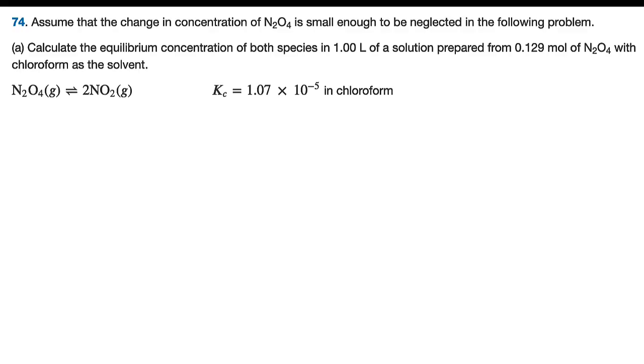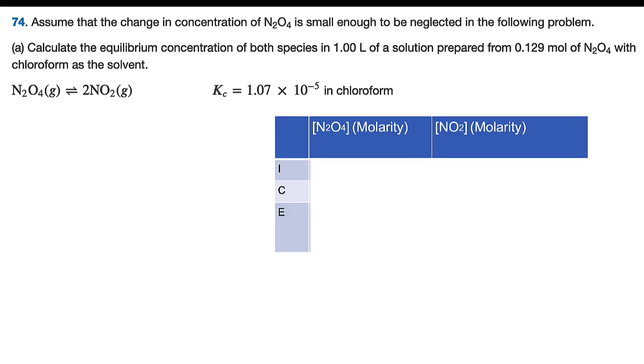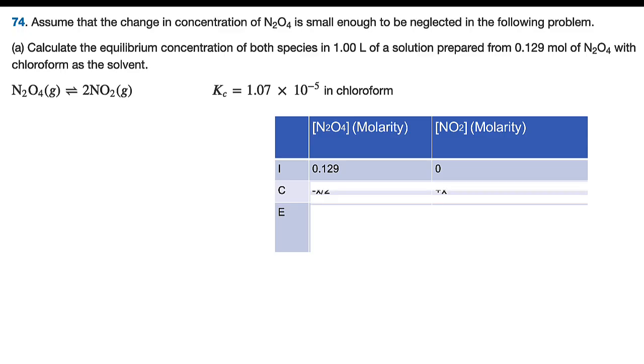All right, hopefully you've been able to give this a good attempt and maybe even get an answer. We want to do an ice table, right? Initially, our concentration of N2O4 is 0.129 molar, NO2 is nothing. Here I've defined minus X over 2 for the N2O4 because for every one NO2 that forms, only half of an N2O4 is consumed. They have a 1:2 ratio.